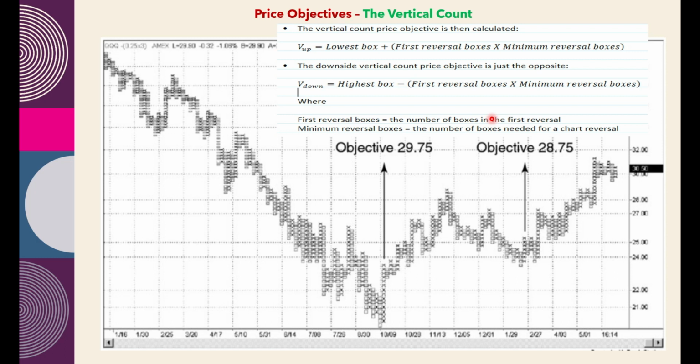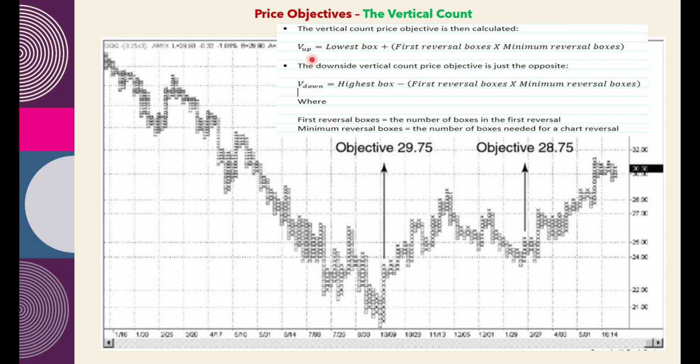To calculate the vertical count, locate the first reversal column after the bottom formation. Where the bottom formation is formed, locate the first reversal column, right here. To do this, a bottom must be established with one or more tests, or a major resistance line must be broken to indicate that a bottom is in place. For example, if you see here, there is a resistance line, and it's broken. How is the vertical count objective set?